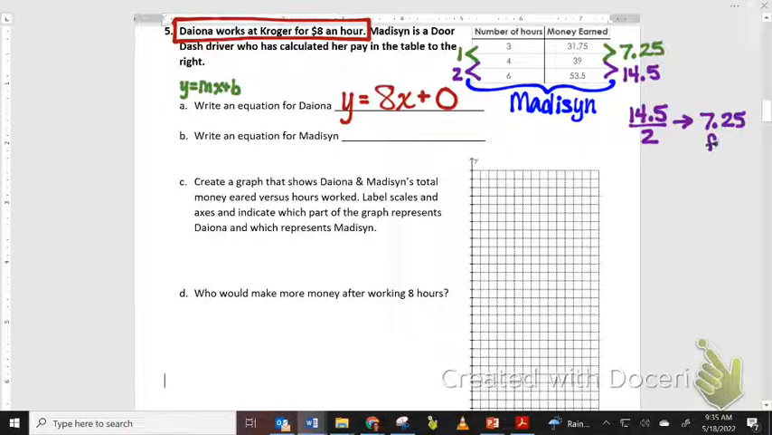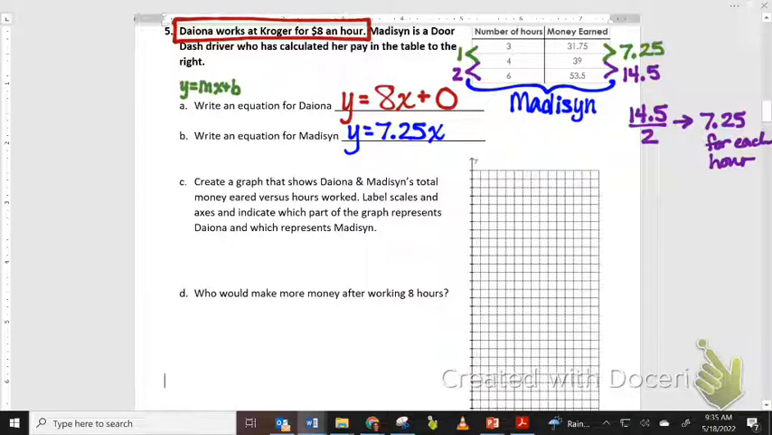7.25 for each hour. Was that the same as when she added an extra hour to go from 3 to 4? Yeah. So how much does she get paid an hour? 7.25. So y equals 7.25x.